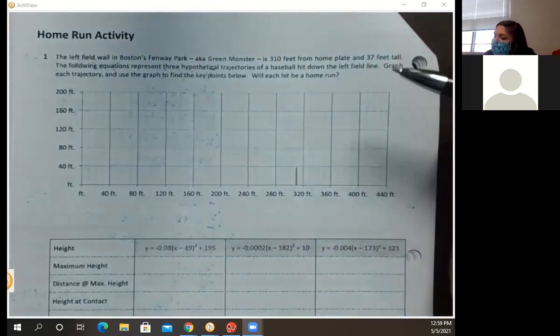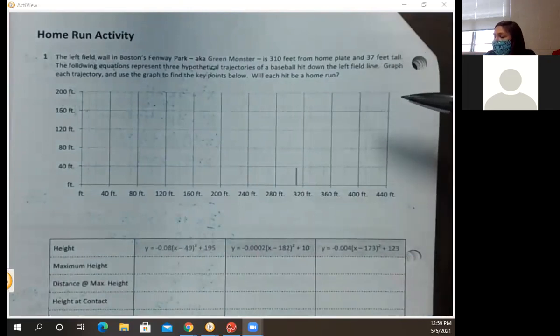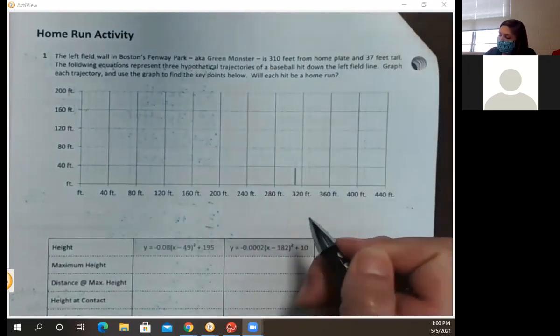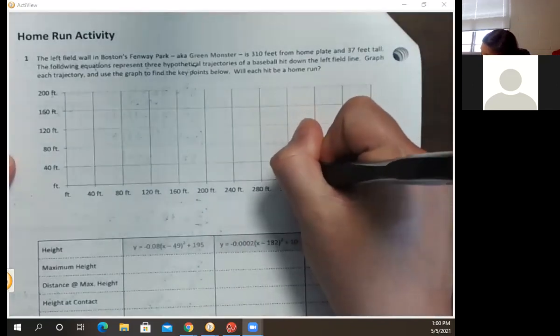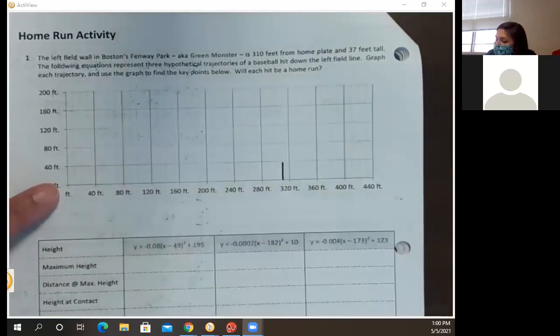Okay. So on page 16, we are going to start by looking at an application of a quadratic equation. So the left field wall in Fenway Park is called the Green Monster. It's a very big wall. It's 310 feet from home plate, and it is 37 feet tall. We're going to look at three different people hitting a baseball and trying to get it over that wall. So what we've got here is our wall. It is 310 feet from home plate.